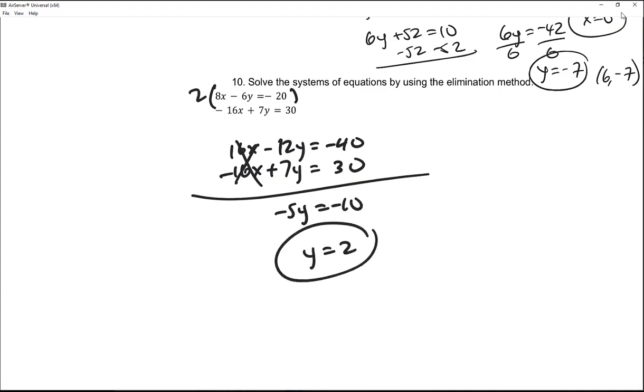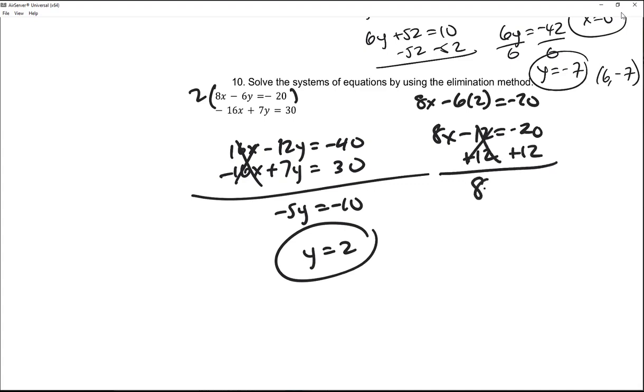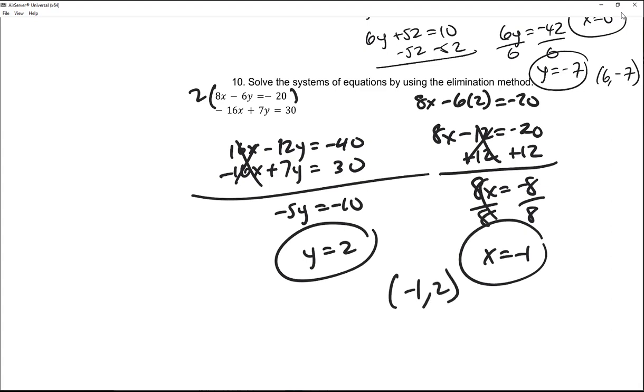Plug it into either any equation. Let's go with the first one. 8x minus 6 times 2 equals negative 20. 8x minus 12 is equal to negative 20. Add 12 to both sides. 8x is equal to negative 8. Divide by 8, x is equal to negative 1. So negative 1 comma 2 is your point of intersection. All right.